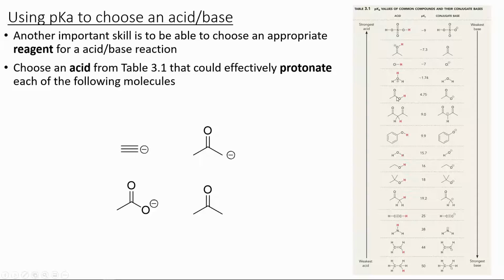So if we wanted to deprotonate acetic acid to form this anion, we could use any of the bases below it on the pKa table. All of these bases are stronger than the conjugate base of acetic acid, so all of these bases would be able to deprotonate acetic acid.